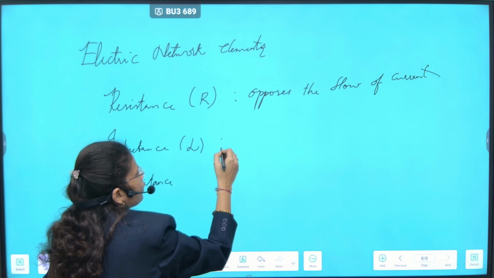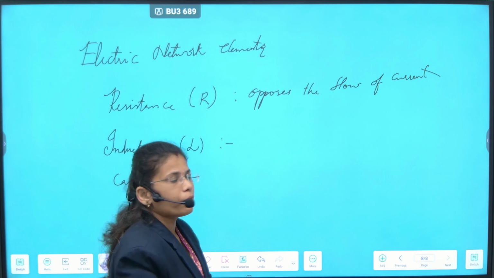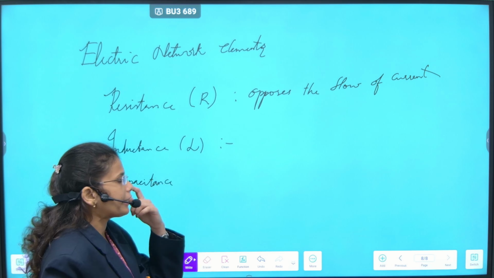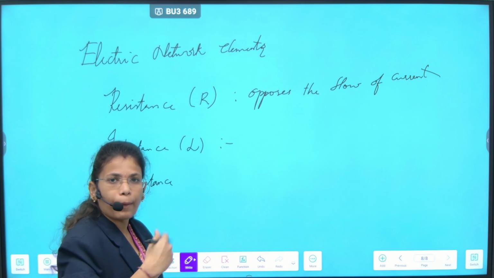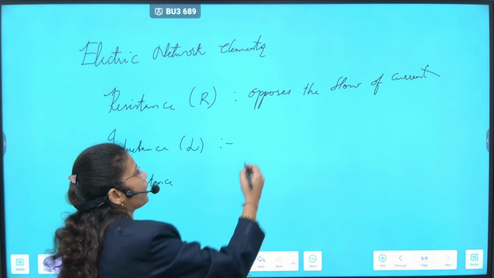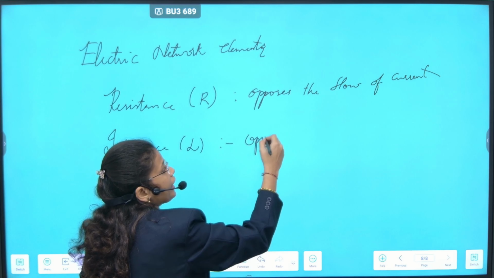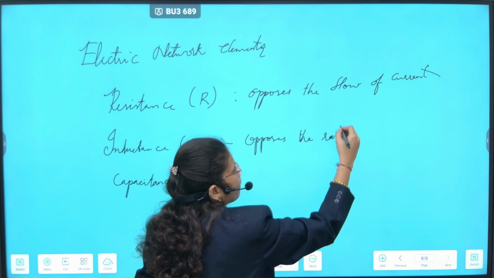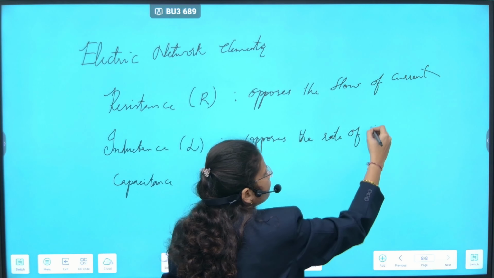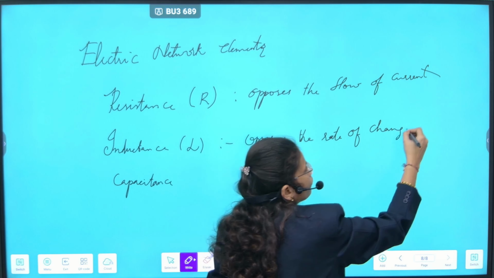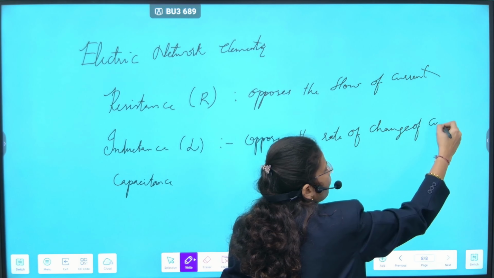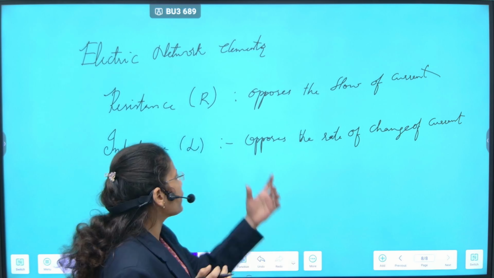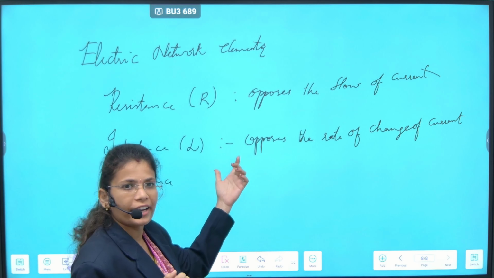Inductance. Inductance and capacitance are the storage elements. Inductance opposes the rate of change of current, and the energy is stored in the inductor in the form of current.